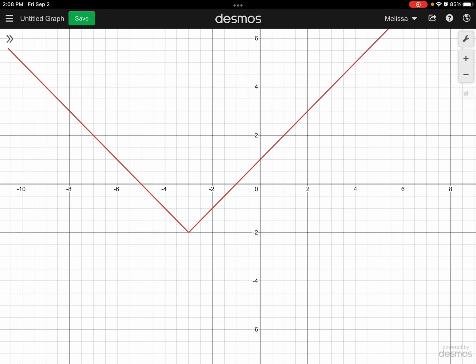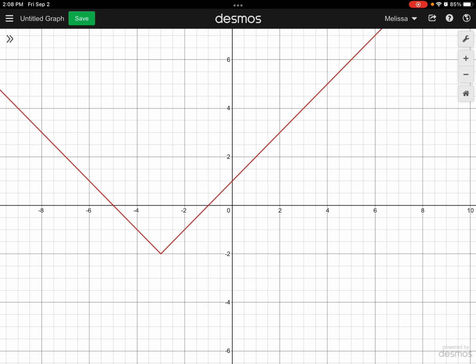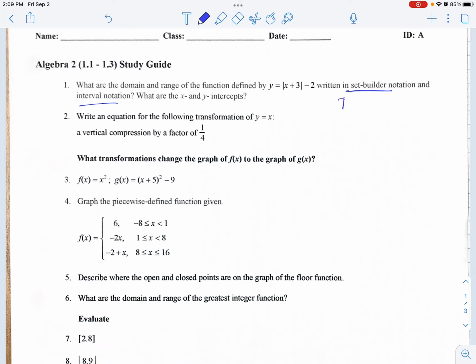Okay, so we can see here that the domain is definitely all real numbers because it uses all of the x's, and the range is everything from -2 up. So let's say that properly. First of all, in set notation, the domain is just all real numbers, and the range is the set of y such that y is greater than or equal to -2.